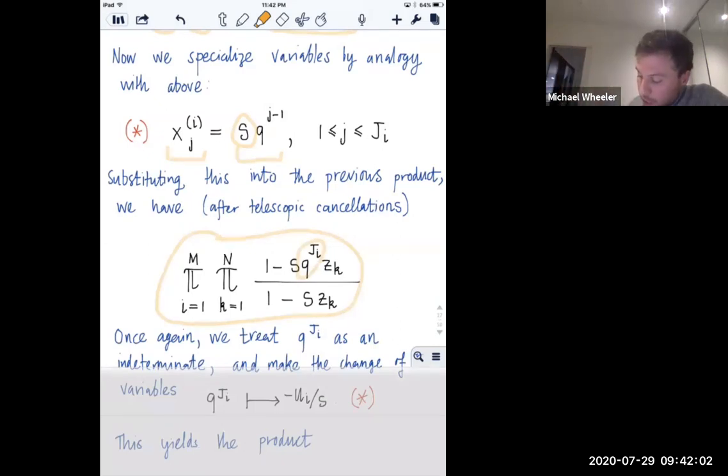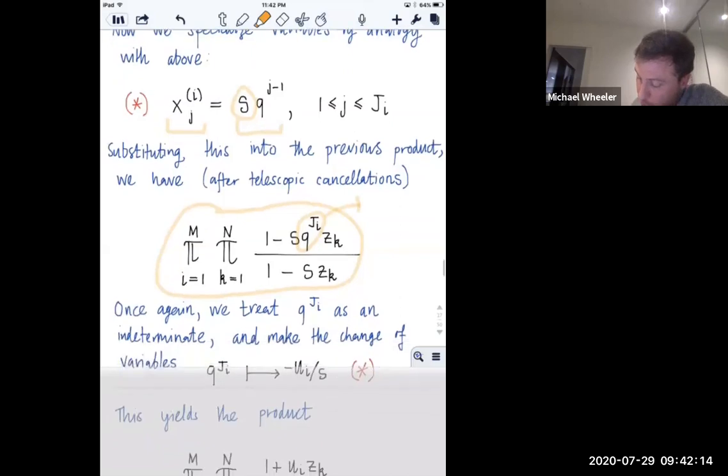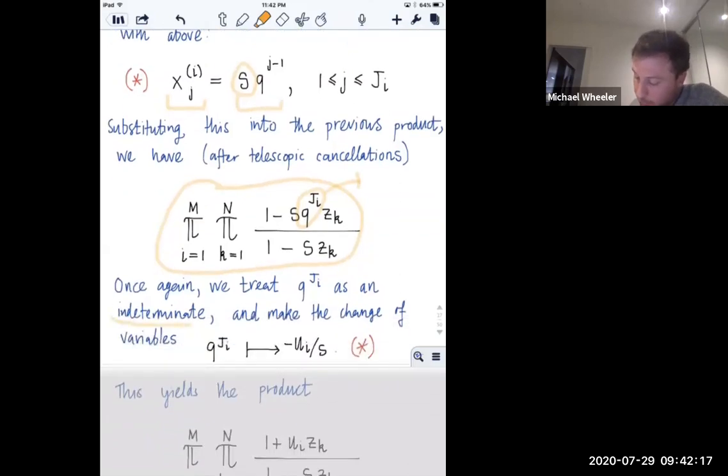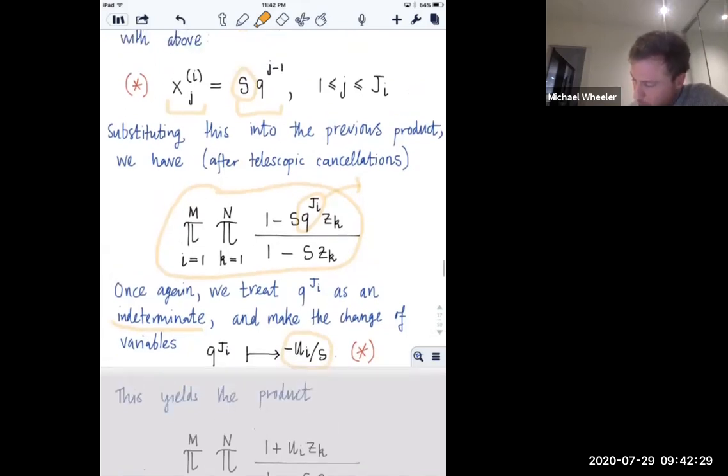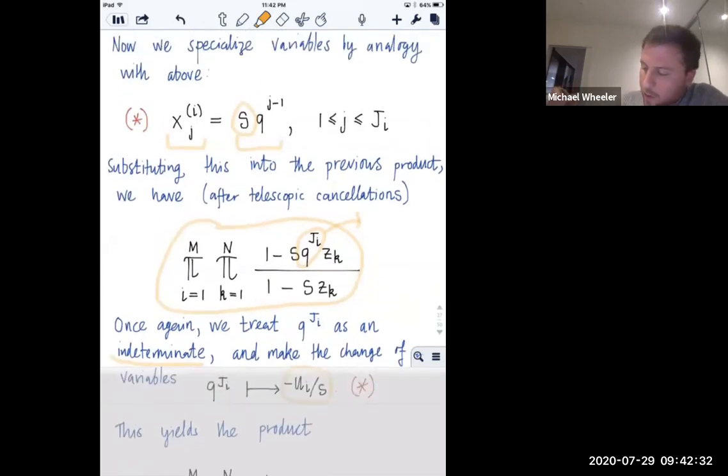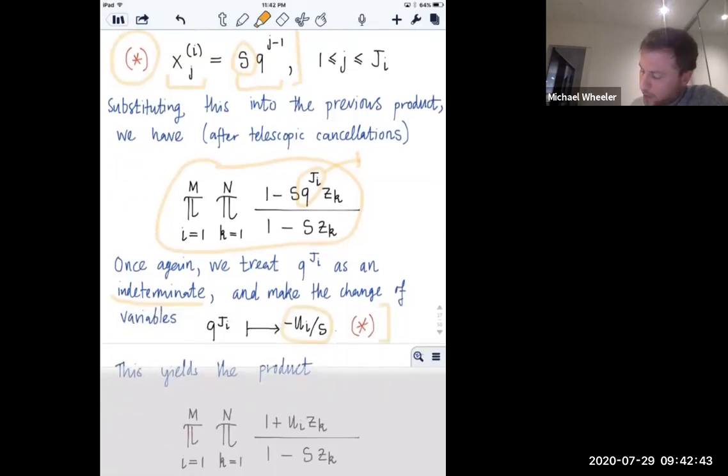And so then you can extend that j, which is taking some integer value, into the complex plane. And at that point, q to the ji becomes like a complex parameter, which we can think of as its own indeterminate. And when we do that, we just relabel it, and we're going to represent it as this thing here: minus ui divided by s. In all of this specialization, I'm using the same notation as before. So here, this is denoted by the red star. The red star is again this geometric progression followed by the analytic continuation here.